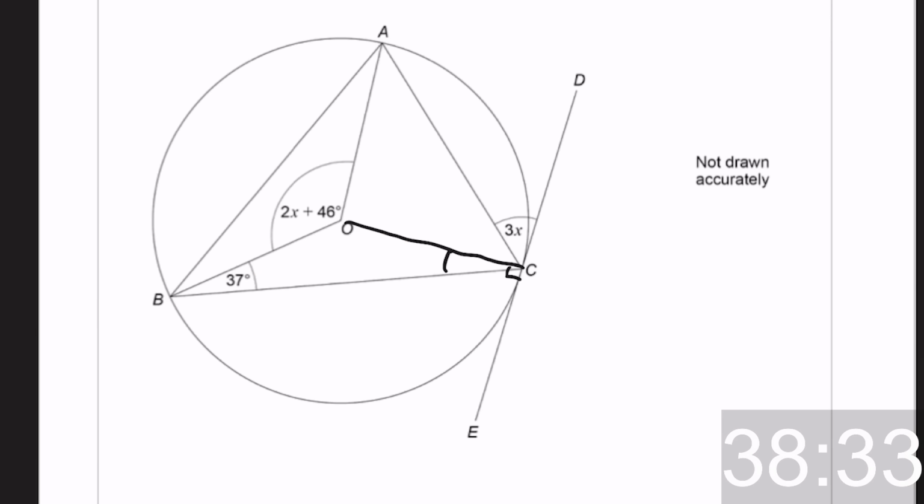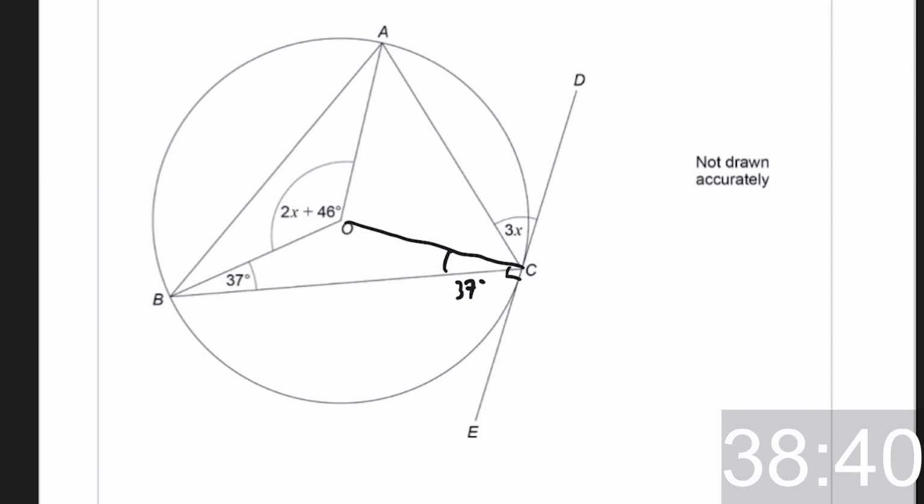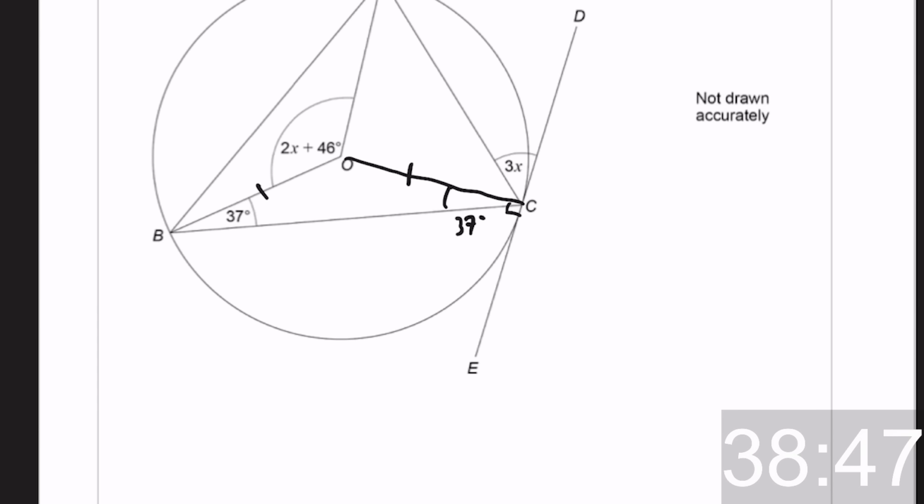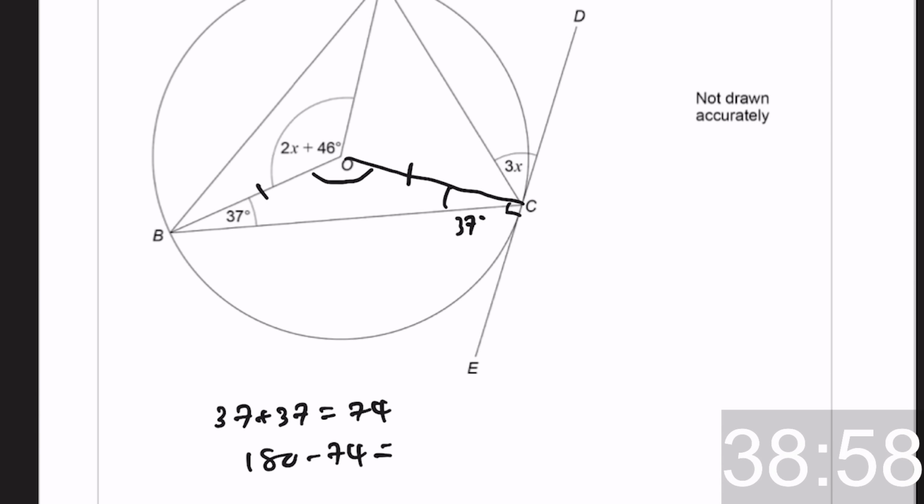So this one in here is also 37 degrees because it's an isosceles triangle, both sides being radii of the circle. So that's 37. So I know the angle here. So the angle in the middle is, 37 plus 37 is 74. So 180 minus 74 is 106 degrees. So that's 106 degrees. Okay.